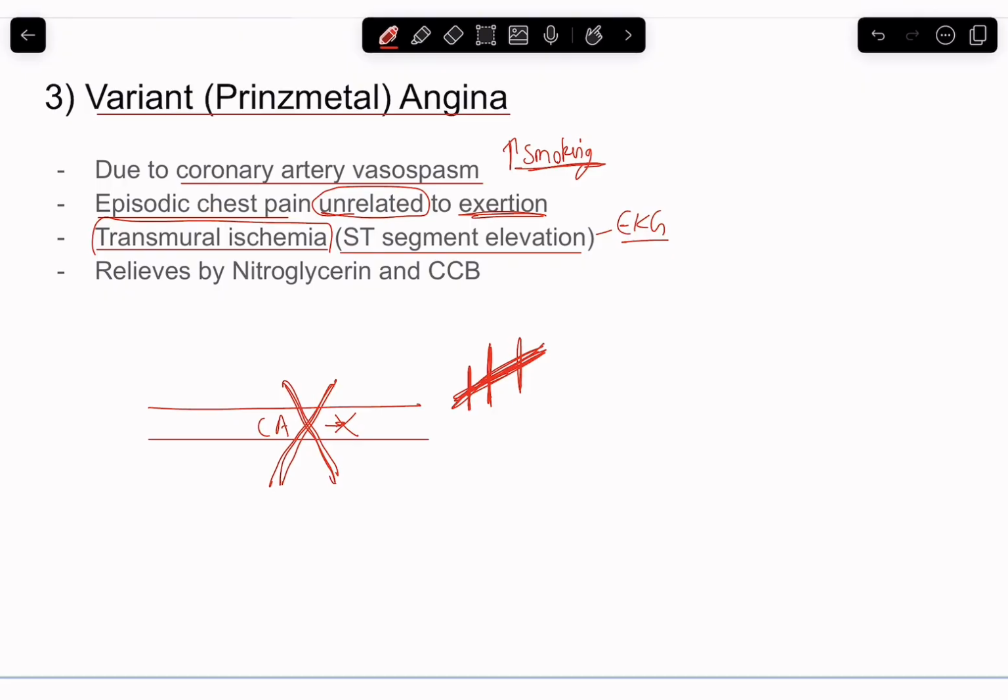This is relieved by your nitroglycerin and calcium channel blockers. Calcium channel blockers will cause the smooth muscle to vasodilate and not contract, thus ensuring that the blood flow is maintained. And nitroglycerin, as I said, reduces your preload to your heart, so your heart muscle won't need that much blood to work. And that's all about your Prinzmetal angina.